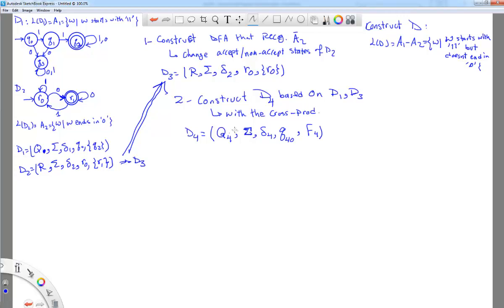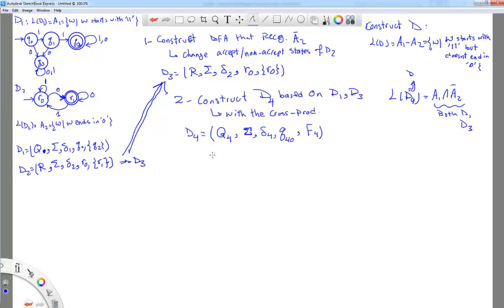Okay, so since I want D sub 4, I want L of D sub 4 here, which is the same thing that I earlier called D, is going to be A sub 1 intersect A sub 2 complement. Since this is an intersection, I would like to simulate both D sub 1 and D sub 3. So I use the cross product.